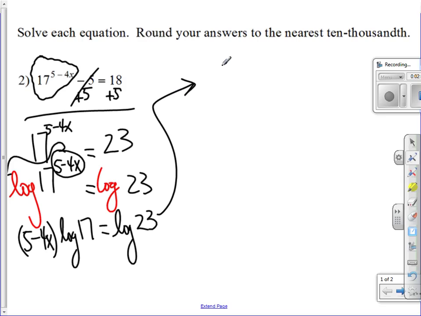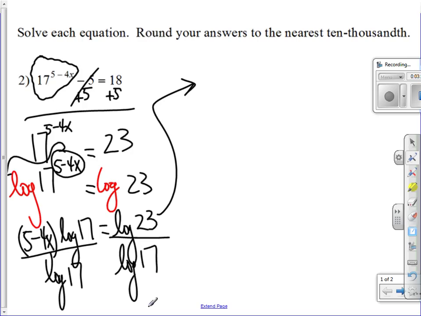All right, now what we want to do next is, obviously, to get x by itself, but we need to do that in stages. What I recommend doing is transferring logs on the left over to the right. In other words, I want to move any logarithm that's on the same side as my variable to the other side. And now how am I going to move log 17? It's multiplying the 5 minus 4x, so I'm going to divide it. Divide both sides by log 17. On the left, log 17's cancel, and 5 minus 4x gets to stay.